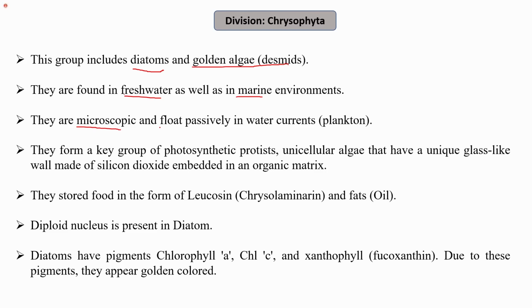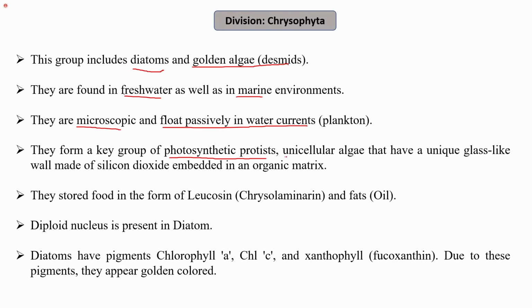Due to the absence of flagella or any such motility appendages, these organisms are non-motile and float passively in water currents, and therefore they are known as plankton. Plankton are organisms that float passively in water currents. They form a key group of photosynthetic protists. The organisms that belong to division Chrysophyta are photosynthetic.